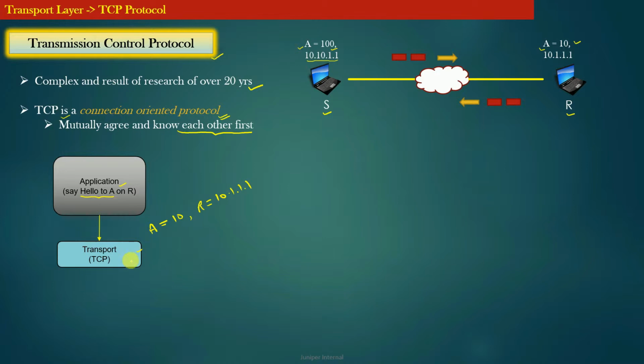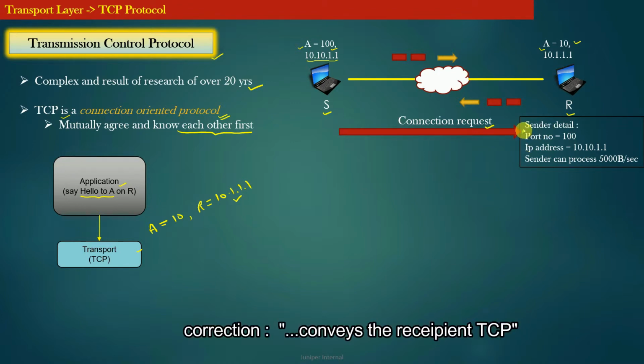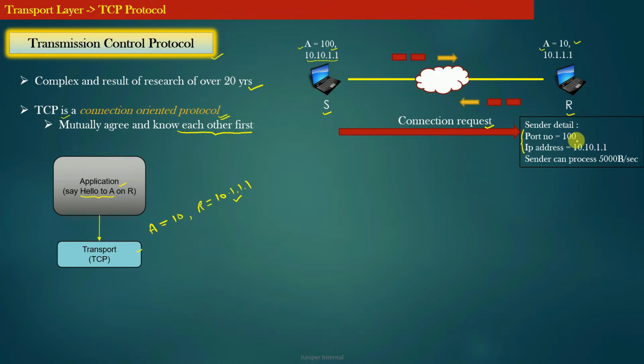So the TCP protocol which is running on the machine S in the transport layer, having received this hello order from the application, simply sends the connection request to the recipient machine R. In this connection request, the TCP protocol running on the sending machine conveys to the recipient process its own specification, that is the TCP port number of the sending process and the IP address of the sending machine.